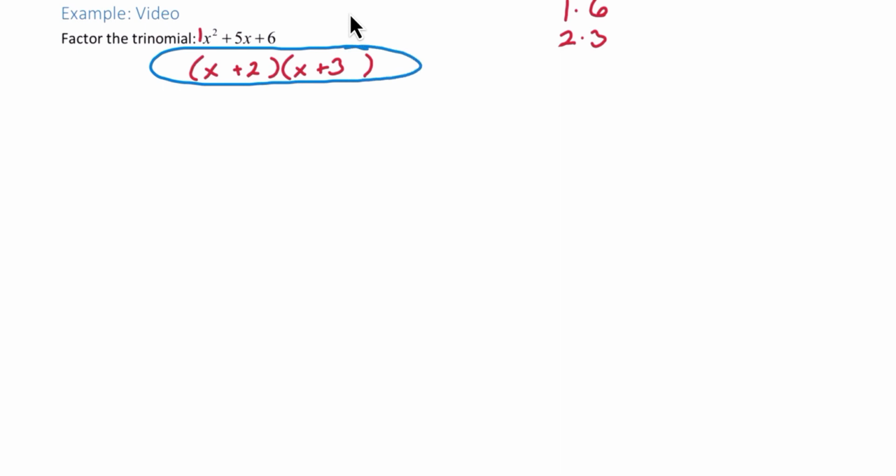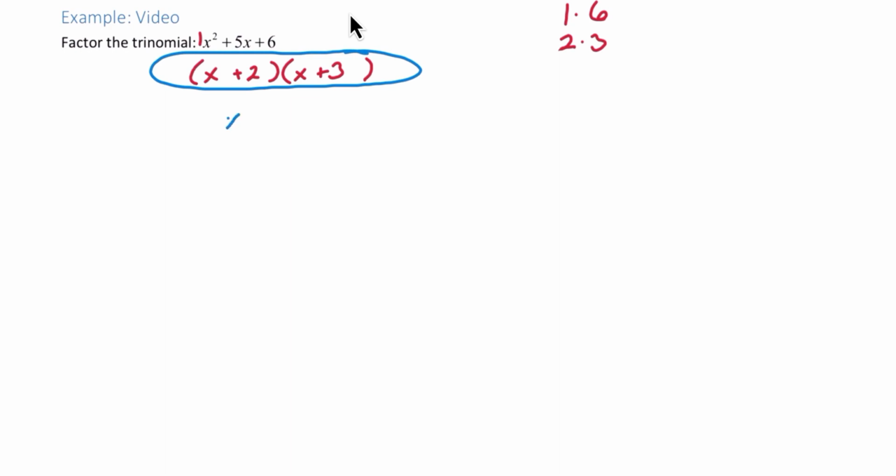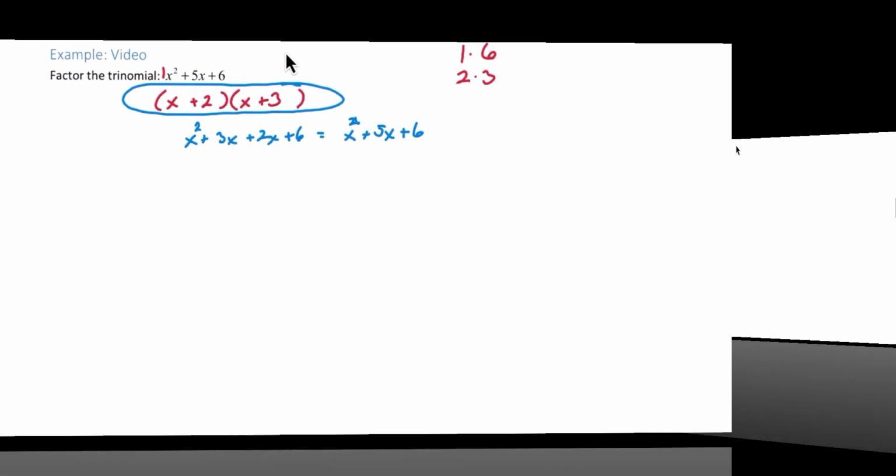If we wanted to, we could then check our answer by foiling. First, outer, inner, last gives us x squared plus 5x plus 6, which is the original. We know we've factored correctly.